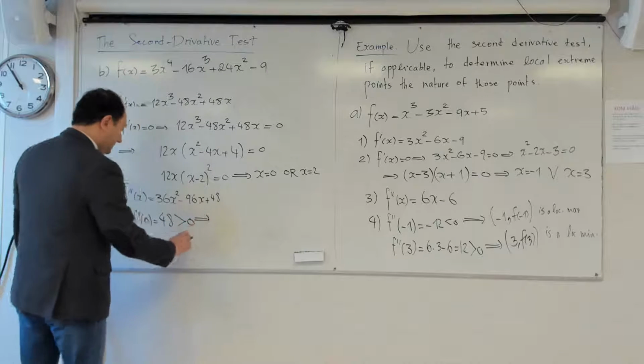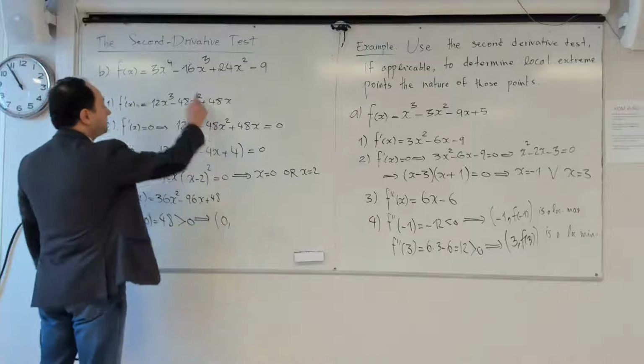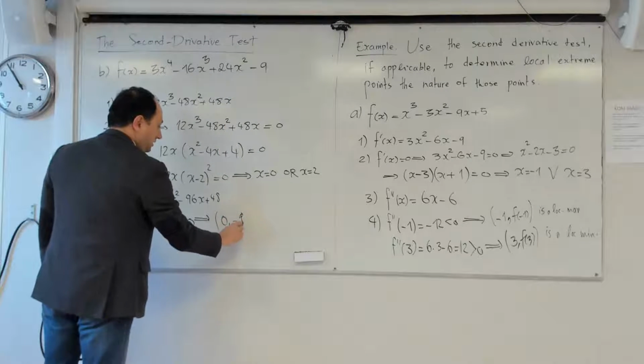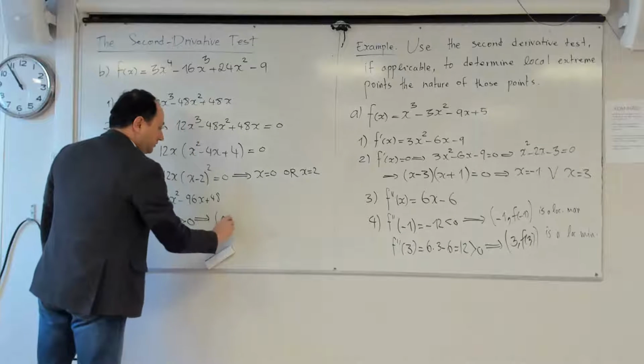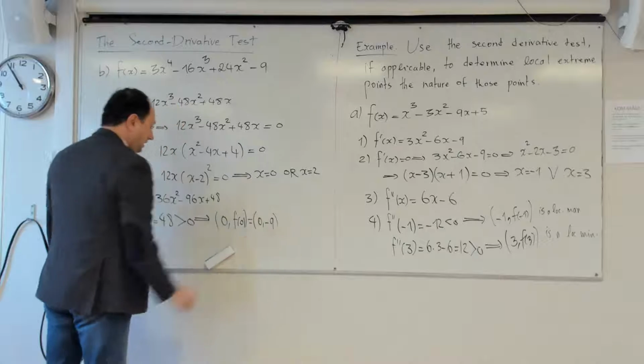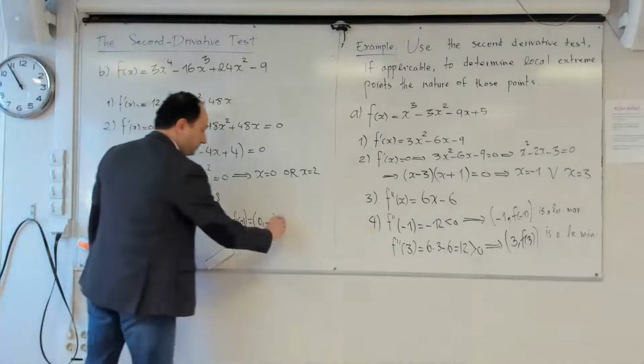So this means that the point 0, f of 0, by the way, f of 0 is simple, let me write it. F of 0 is minus 9. Let me write it if you want to see it in the future. F of 0, which is equal to 0 and minus 9, is a local minimum.